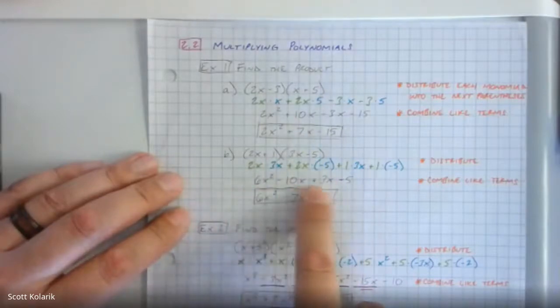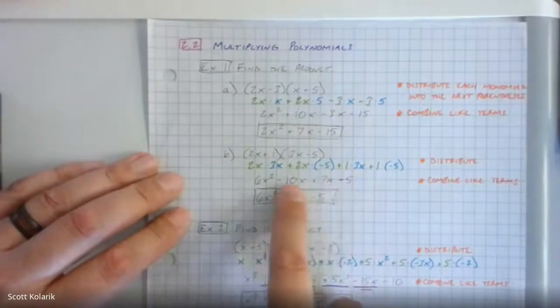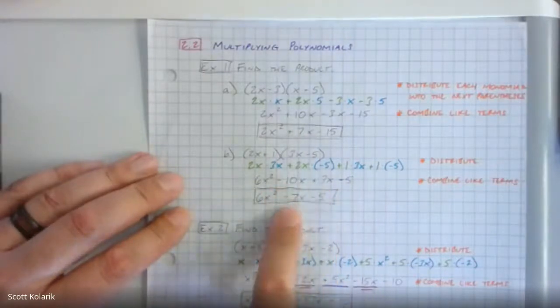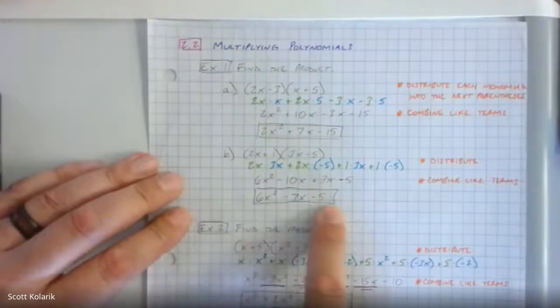There's my distribution. Collect my like terms. I have negative 10x. I add 3x. I get negative 7x. There's my simplified version.